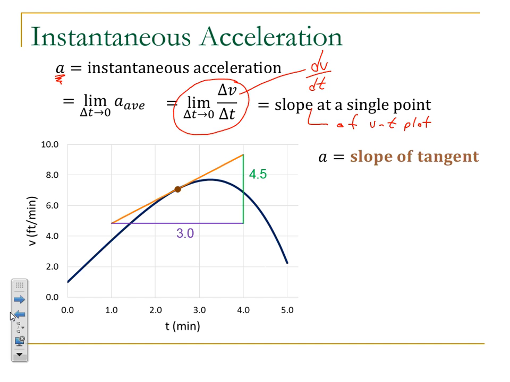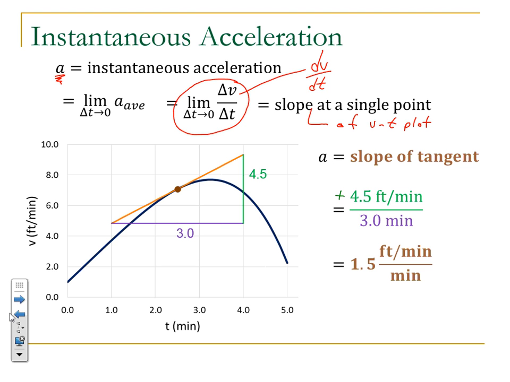And so we can calculate our slope. It's going to be 4.5 feet per minute, which is positive. Let me put a positive in here, positive 4.5 feet per minute divided by the time period for this tangent line. And so we get an instantaneous acceleration at 2.5 minutes of 1.5 feet per minute, and it's two significant figures.